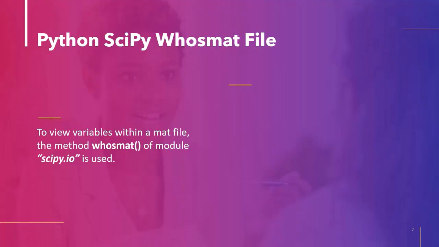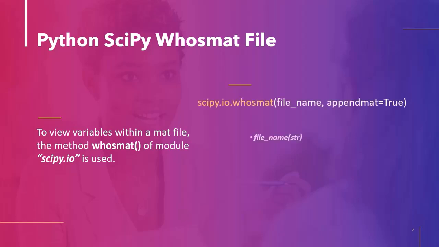The last topic of this tutorial is Python SciPy whosmat. The whosmat method of the scipy.io module is used to inspect the variables within a mat file. The syntax of the method is as follows: scipy.io.whosmat, where the parameters are file_name, this is the file name, and appendmat: if the .mat extension is not already present, add it to the end of the specified file, but it is true by default.